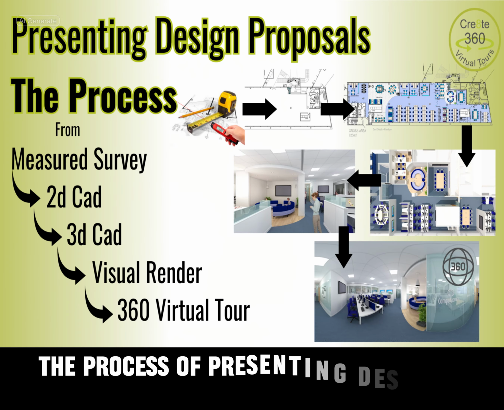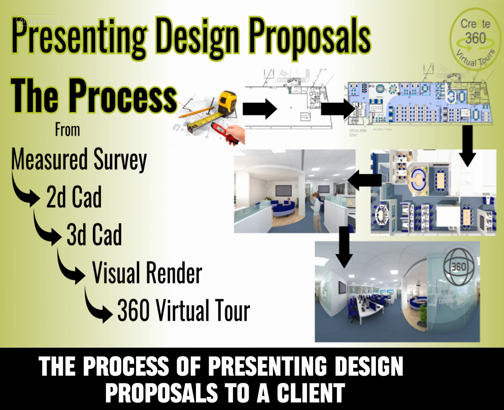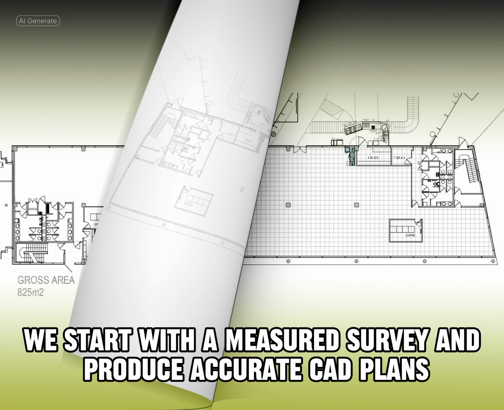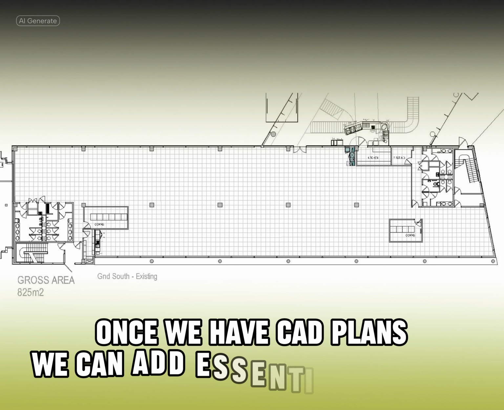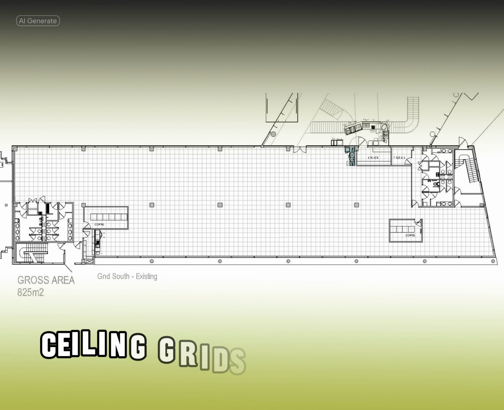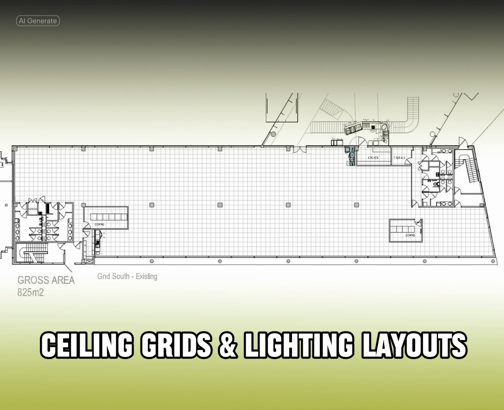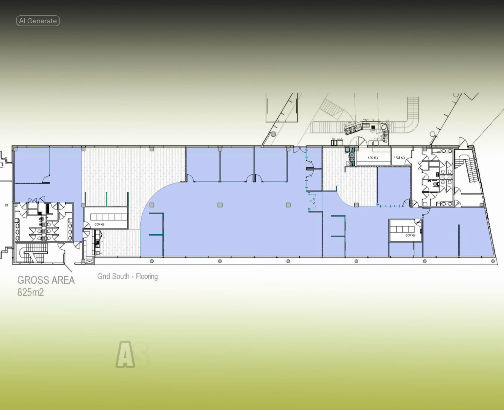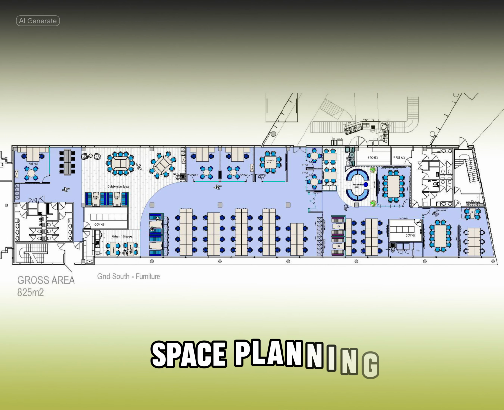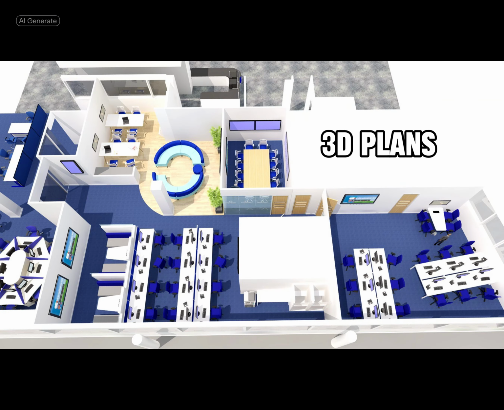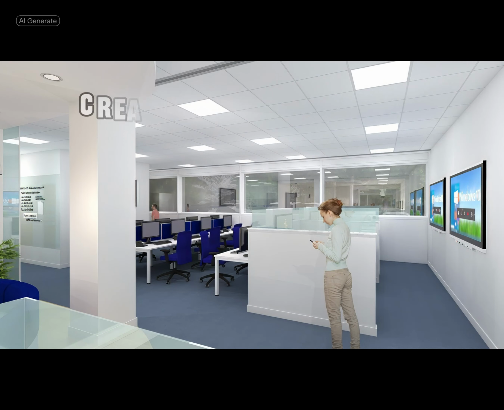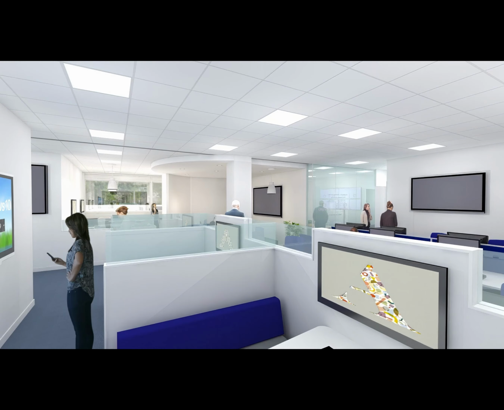The process of presenting design proposals to a client. We start with a measured survey and produce accurate CAD plans. Once we have CAD plans, we can add essential information, such as area calculations, ceiling grids and lighting layouts, power and data positions, as well as floor finishes, partition layouts, space planning, 3D plans, 3D visuals, creating views from any angle.